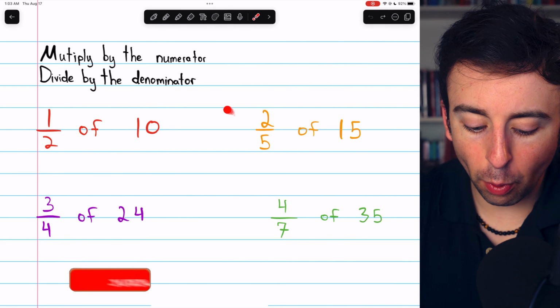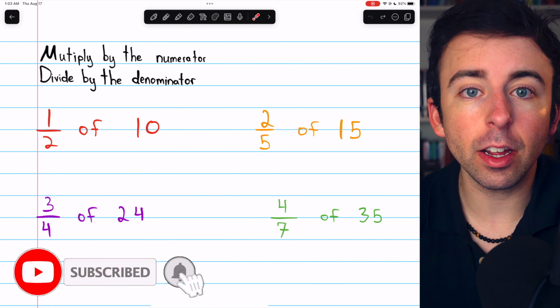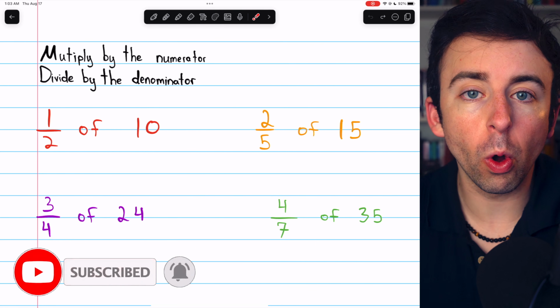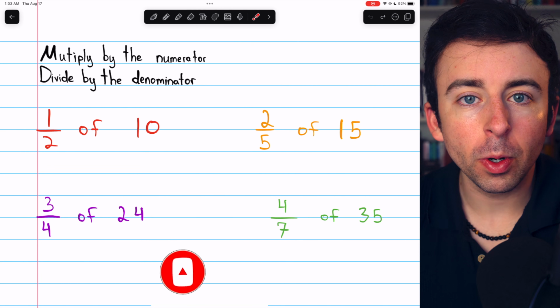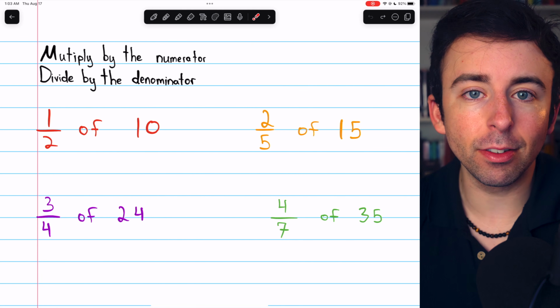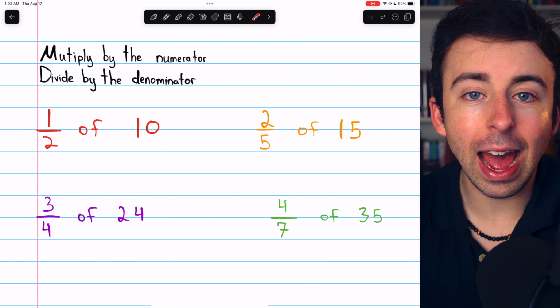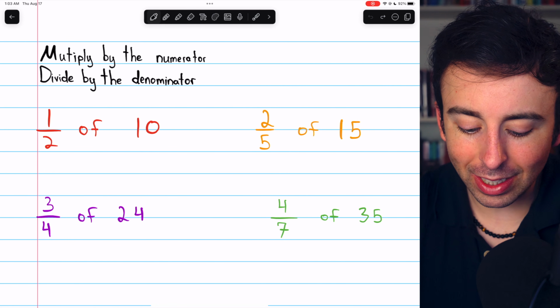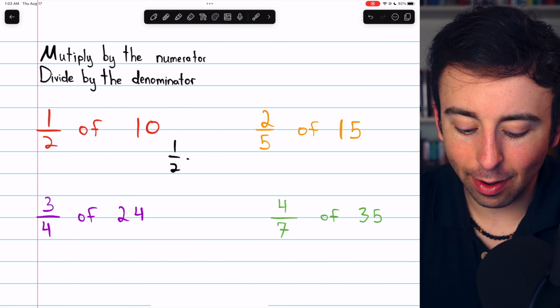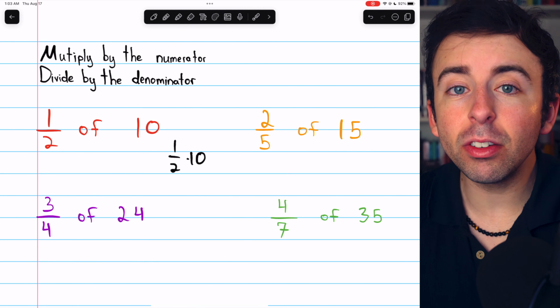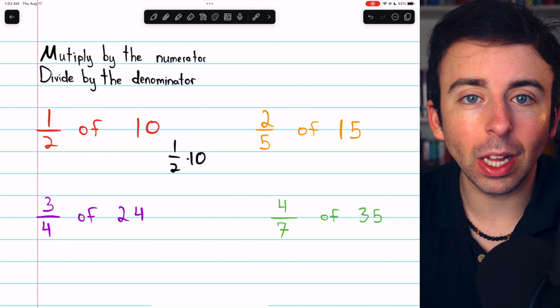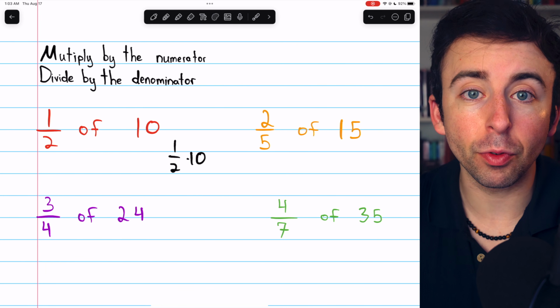Let's do these 4 examples to learn how to take fractions of whole numbers. You have to remember that the word of means multiplication. So in this first problem, when we want to find 1/2 of 10, what we're really doing is 1/2 times 10. So this just comes down to multiplying whole numbers by fractions.